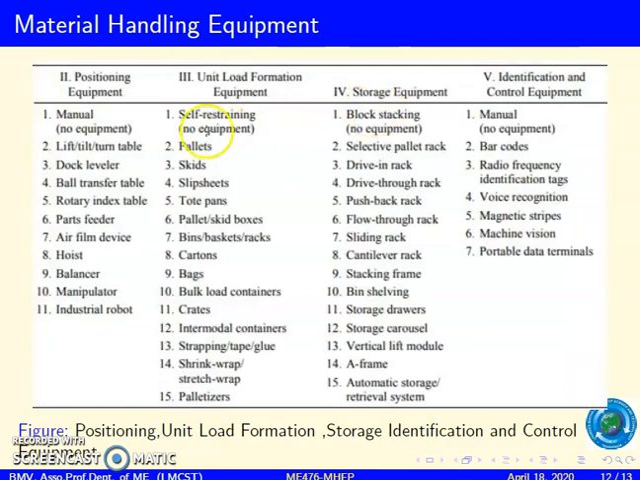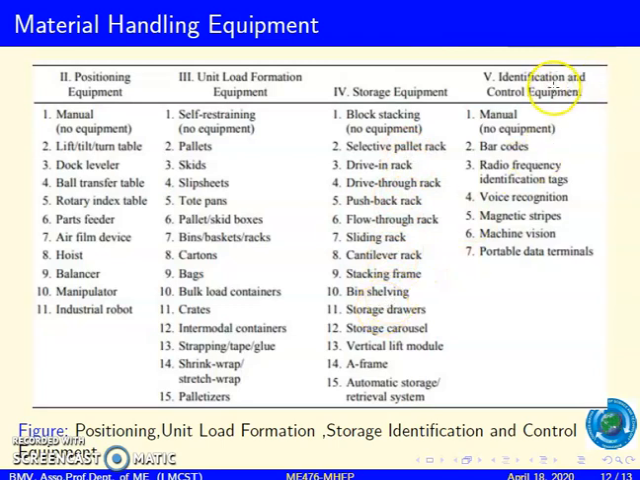And then we have the positioning equipment. These are all positioning equipment. The last one we can see is an industrial robot, that is also acting as a positioning equipment. And then we have the unit load formation equipment. These are the unit load formation equipment. We can see bags and pallets are unit load formation equipments. Then we have the storage equipments, that is drive-in rack and cantilever rack. All these are storage equipments.